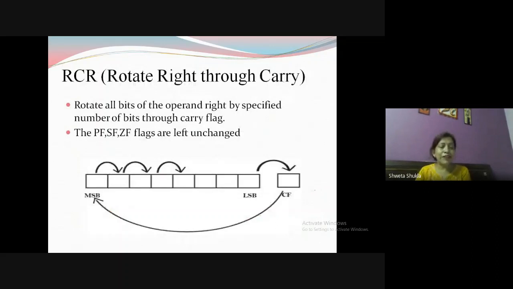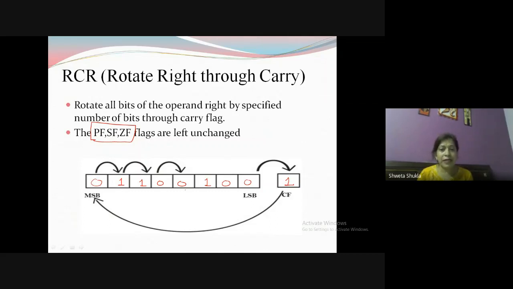Now RCL and RCR are again the same thing. The only difference is that in this the bits will move towards the right side. And remember this thing, the parity flag, sign flag and zero flag are left unchanged. The rest of the flags will change according to the result. Okay, so let's see here. If we have taken the value as 0, 1, 1, 0, 0, 1, 0, 0, and we have the carry flag as 1, so after the first rotation, what will be the answer?